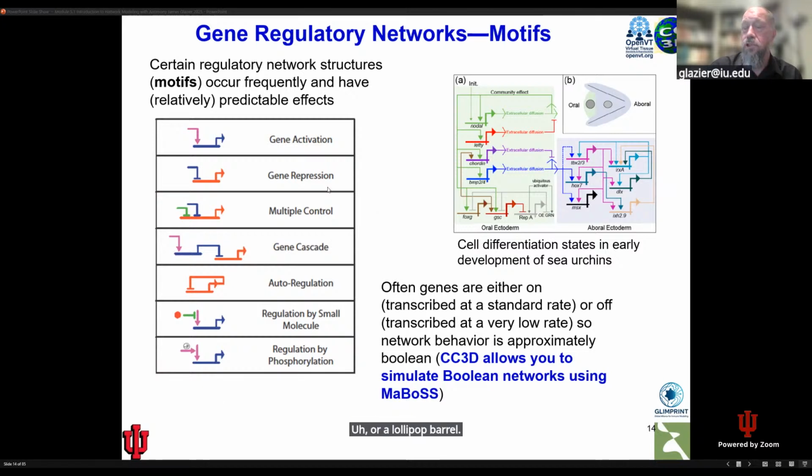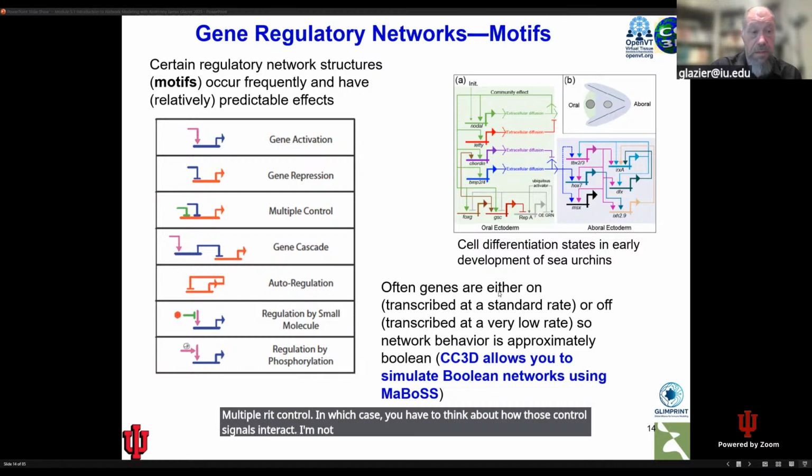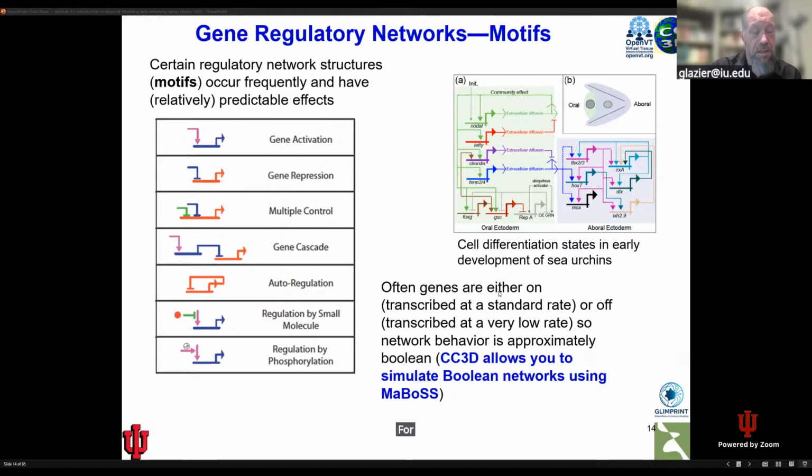You can have gene repression, more of this thing coming in, the less of the gene you get. Multiple control, in which case you have to think about how those control signals interact. I'm not going to have time to talk about that today. It's a big unsolved scientific problem, although there's some basic rules for how to analyze it computationally.